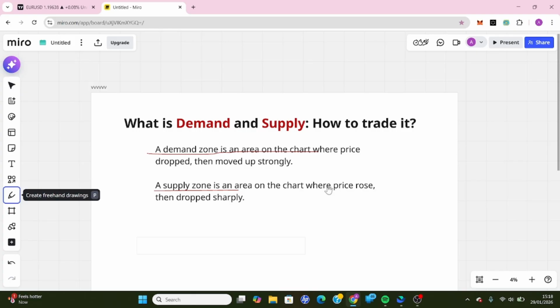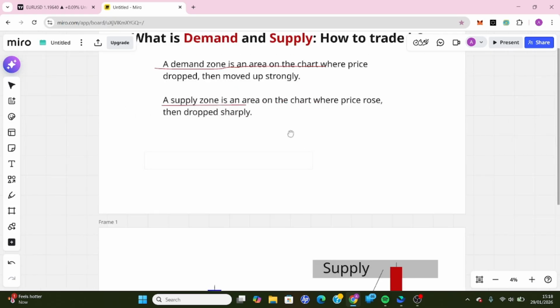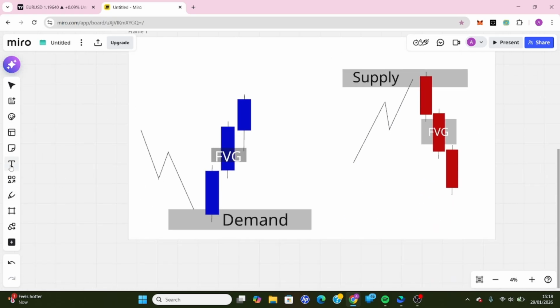So let's go further and know what actually makes up a demand zone, what qualifies a demand zone, or what makes a demand zone valid or a supply zone valid. There are three things that you must find on a demand zone before you tag it as your demand zone or supply zone.